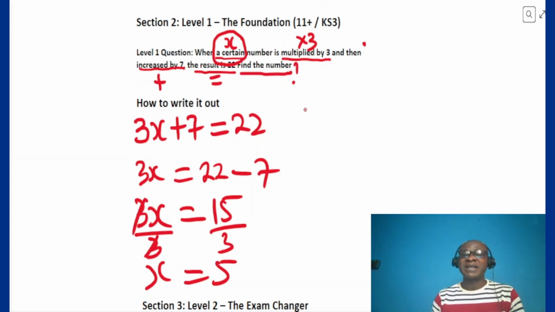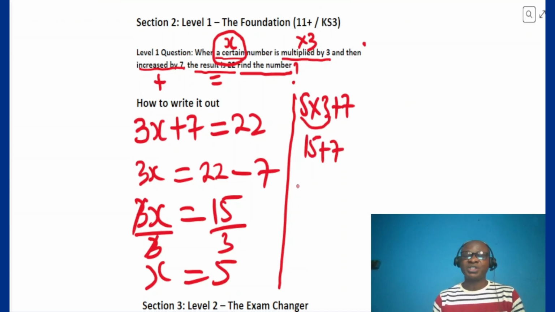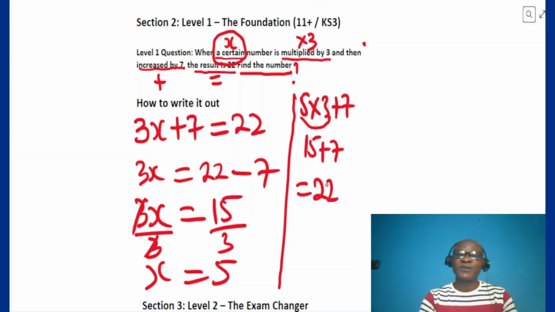To interpret it better, if you now look at it this way, the certain number is 5. Now, it is multiplied by 3, and then increased by 7, and the result is 22. If you now do 3 multiplied by 5, you get 15, and when you add 7 to it, you get the result, which is now 22. All right. This is for 11 plus and Key Stage 3, those in their junior secondary or preparing for entrance examinations into secondary schools.